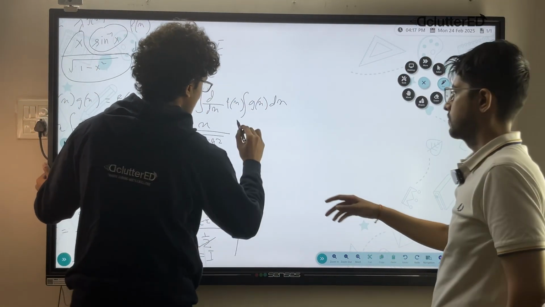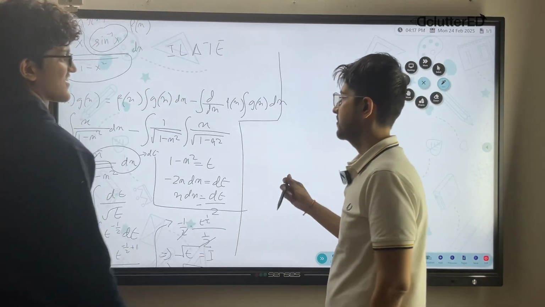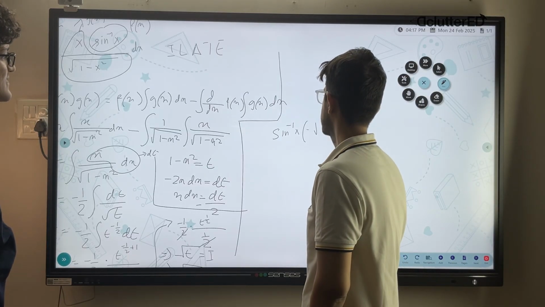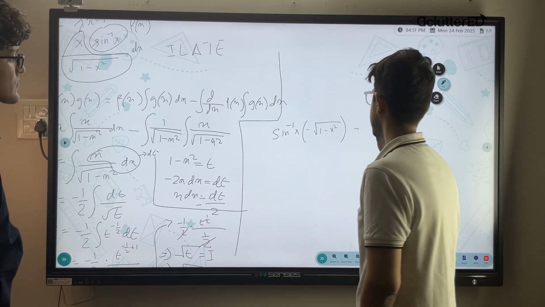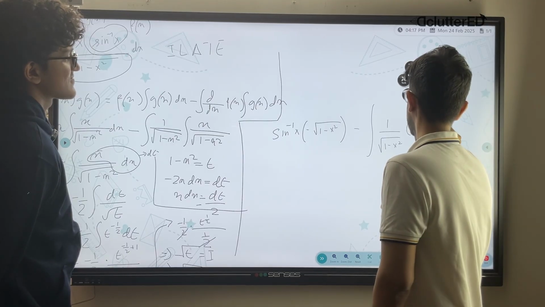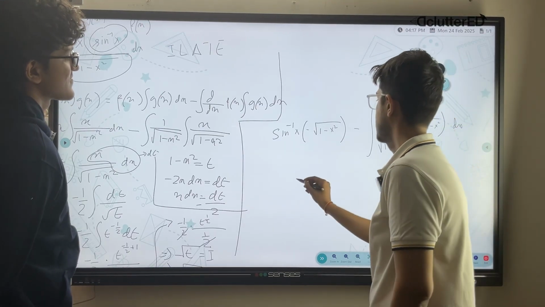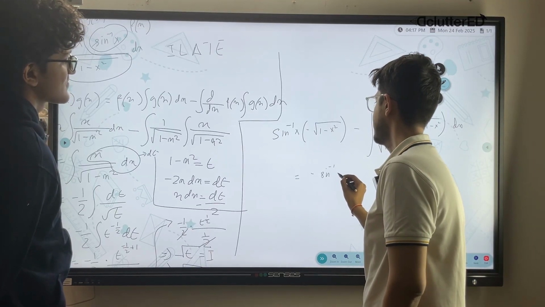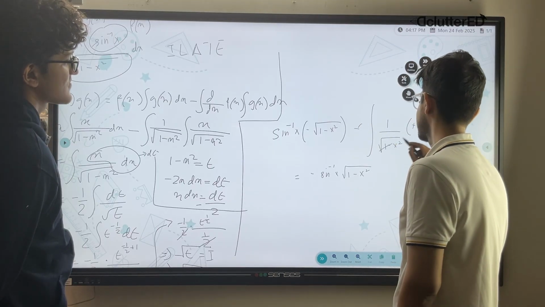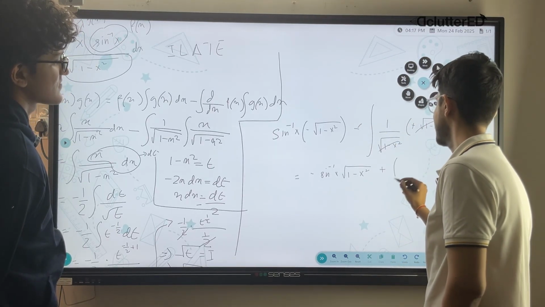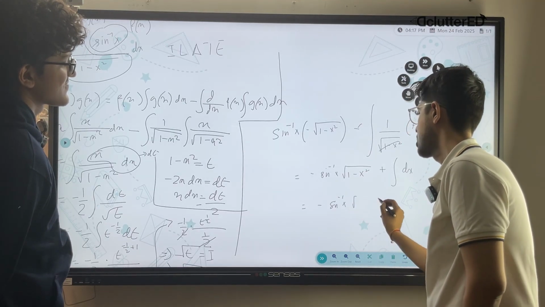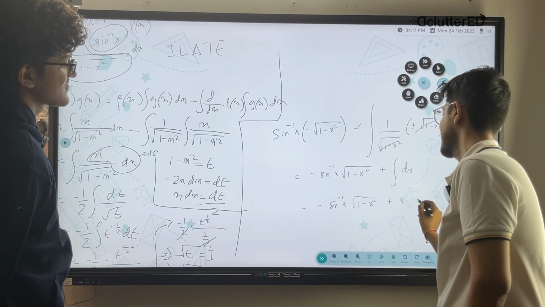Sure. While Rusheel has done all the heavy lifting, just filling in the formula, we have sine inverse x into minus root of 1 minus x square, minus integral 1 by root of 1 minus x square into minus root of 1 minus x square dx, which is equal to minus sine inverse x root of 1 minus x square. This minus and this minus will make it plus. This and this will cancel, and I have plus integral dx, which is equal to minus sine inverse x root of 1 minus x square plus x plus c.